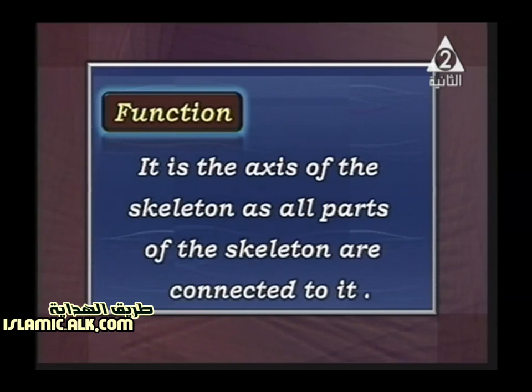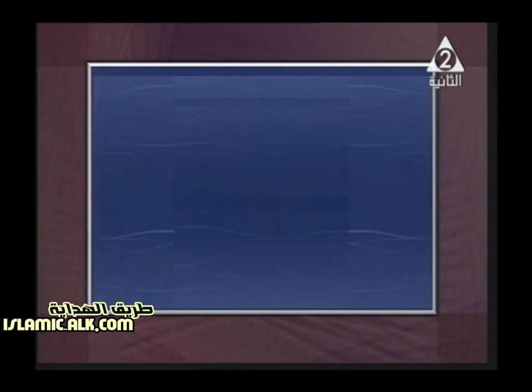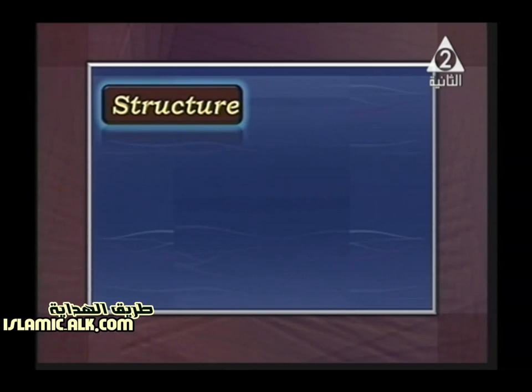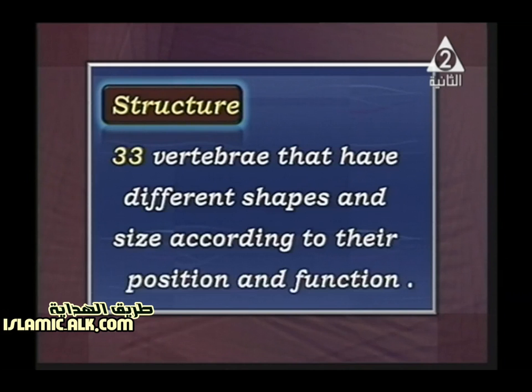And also because it's considered the axis of the skeleton, because all parts of the skeleton are connected and linked tightly to the vertebral column. What about the structure of the vertebral column? Well, it consists of 33 vertebrae, and we have a video to show you the structure of a vertebra, which has different shapes and sizes according to its position and function inside your body and along the vertebral column.